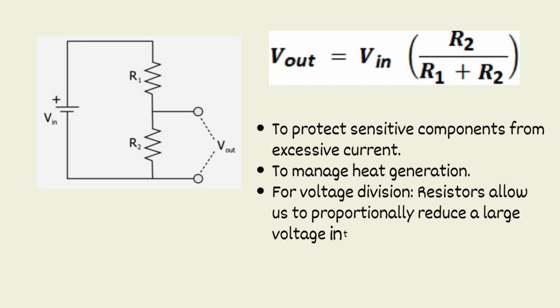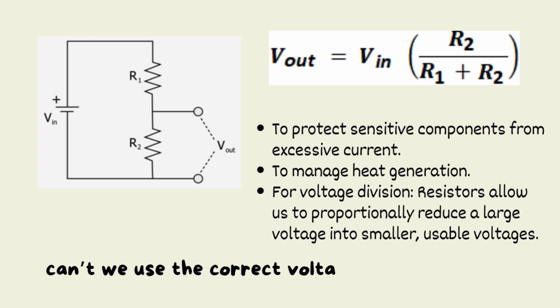Resistors allow us to proportionally reduce a large voltage into smaller usable voltage. You may ask, why do we need resistors for voltage division? Can't we just use the correct voltage source? For simple circuits, we can use the correct voltage source instead of wasting a lot of energy as heat through the resistors. But what about complex circuits containing multiple components that require different voltage values to operate? It is inefficient, impractical, and expensive to use individual sources for each. Practically, we use a main source with a high voltage and resistors step down the voltage for each component.